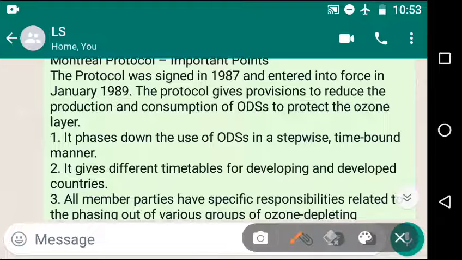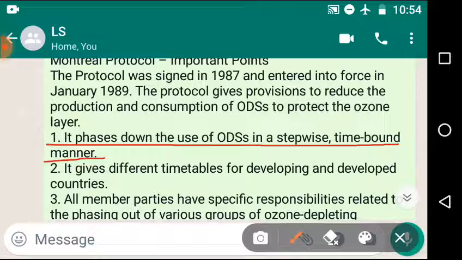It phases down the use of ozone depleting substances in a stepwise, time bound manner. Well, you cannot omit all the ozone depleting substances directly, but we can phase down. Phase down or phase out means to discontinue the practice of using ozone depleting substances, not directly, but over a particular period of time. So phase down means slowly we will reduce the usage in a stepwise, time bound manner.